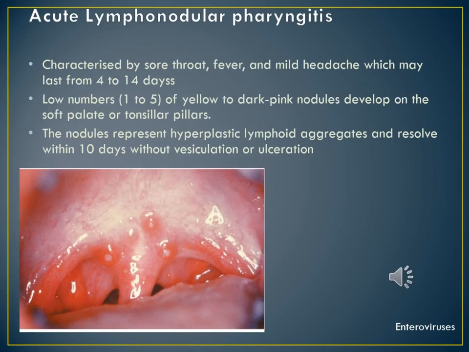Acute lymphonodular pharyngitis is seen in enterovirus infection. It is characterized by sore throat, fever, and mild headache, which may last from 4 to 14 days. A low number, 1 to 5 or so, of white to dark pink nodules develop on the soft palate or tonsillar pillar. The nodules represent hyperplastic lymphoid aggregates and resolve within 10 days without vesiculation or ulceration.